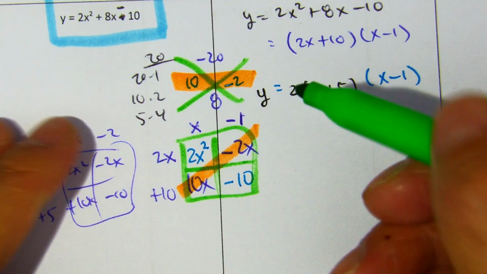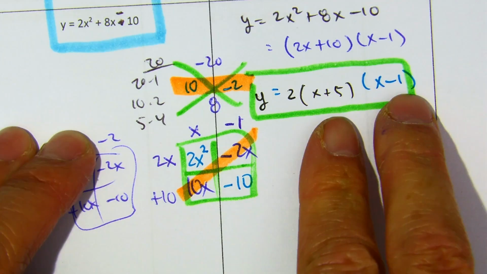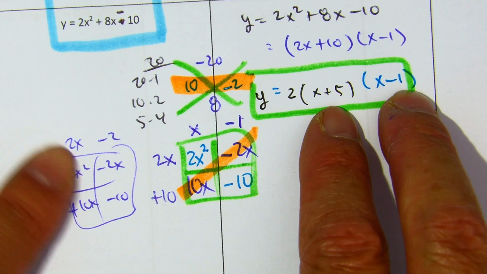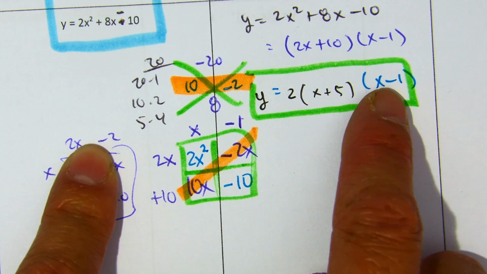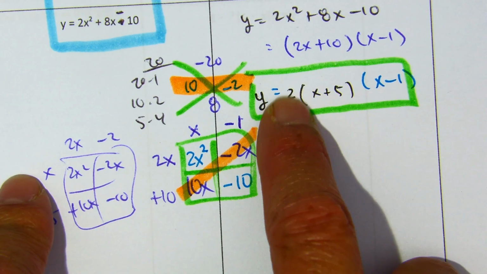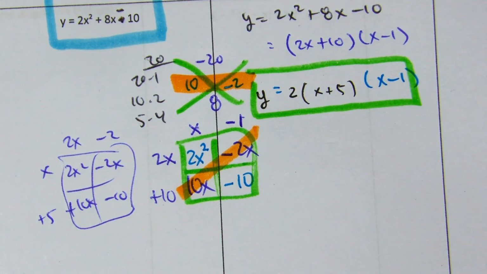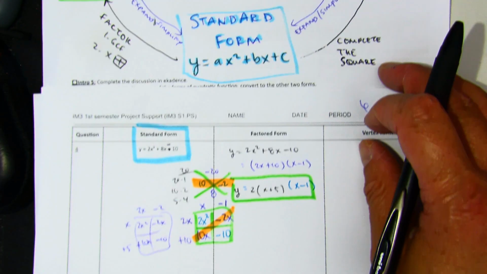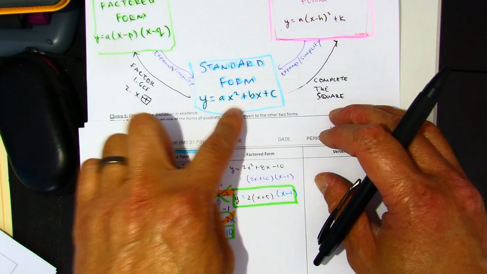Factored form. Why is it in factored form? There's 2 sets of parentheses. Over here, if you did this one, 2x minus 2, you would have done the same thing. You would have pulled out a 2 when we normally write the number in front. Okay? So let's review what we've done. We went from standard form because it had no parentheses to factored form. But now we got to go to vertex form.